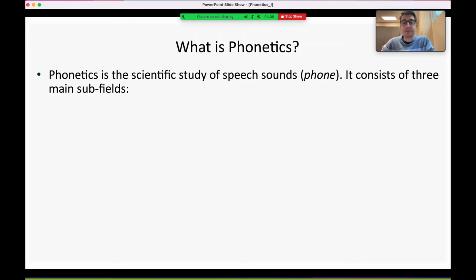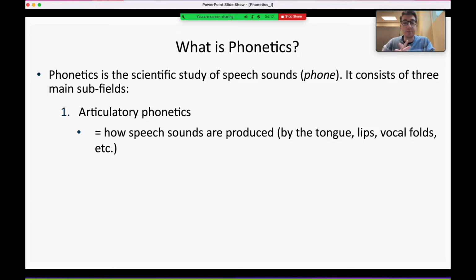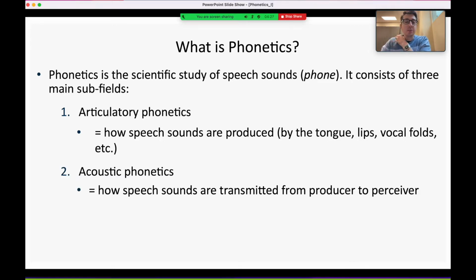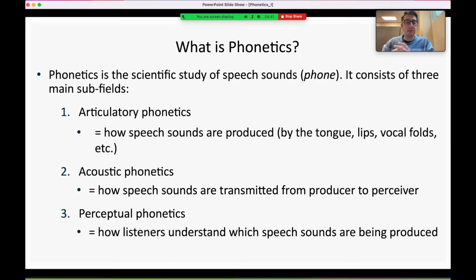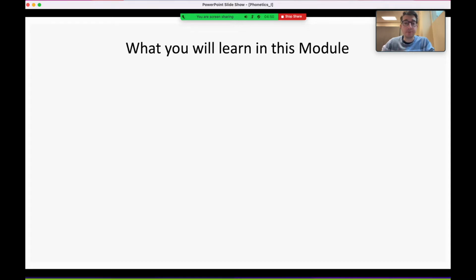It consists of three main subfields: articulatory phonetics, which is how speech sounds are produced by using the tongue, lips, vocal folds, even the nose, airflow, lungs, and so on and so forth, all of these articulators. And acoustic phonetics, which is how speech sounds are transmitted from producer to perceiver, from speaker to listeners. How you perceive speech sounds as I'm speaking, phonetics studies this. And finally, there is perceptual phonetics, which is a branch of phonetics that studies how listeners understand which speech sounds are being produced.